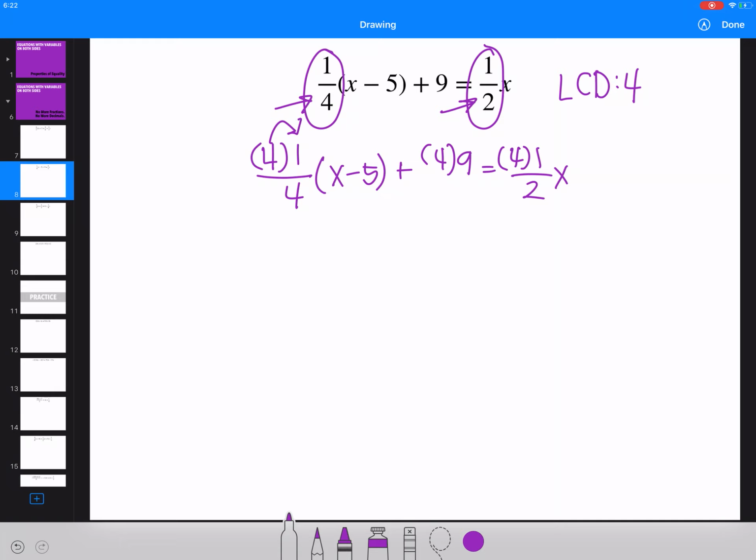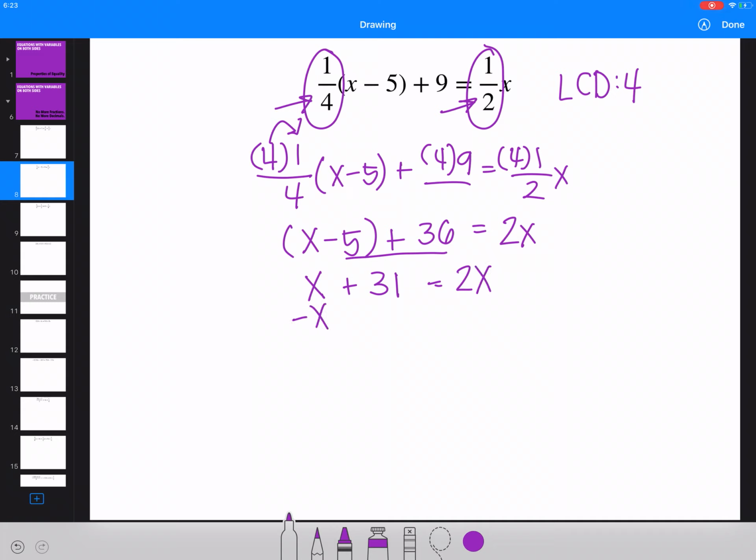4 times 1 is 4 divided by 4. That's 1. So this is x minus 5. And 4 times 9 is 36. Then on the right side we have 4 times 1 is 4 divided by 2. That's 2x. Alright, now I'm going to combine my like terms. I have x. And then I have -5 and 36, so that is a positive 31 equals 2x. Then I'm going to subtract an x from both sides. 31 equals x.